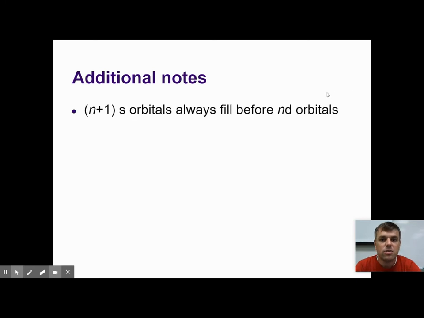So first of all, I want to point out that this note, the n plus one s orbitals always fill before the previous level's d orbitals. So that's why if you notice when you're doing electron configurations, after you fill the 3s and the 3p sublevels, you then go to 4s before you come back and fill the 3d.